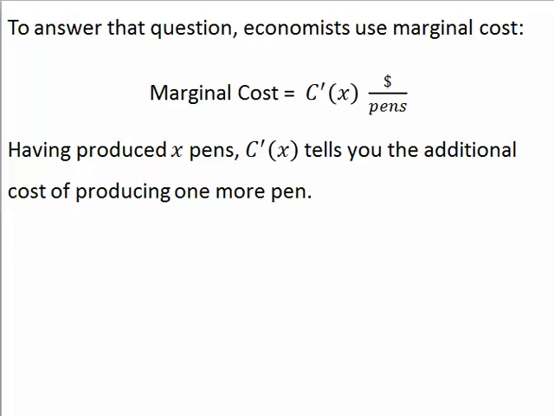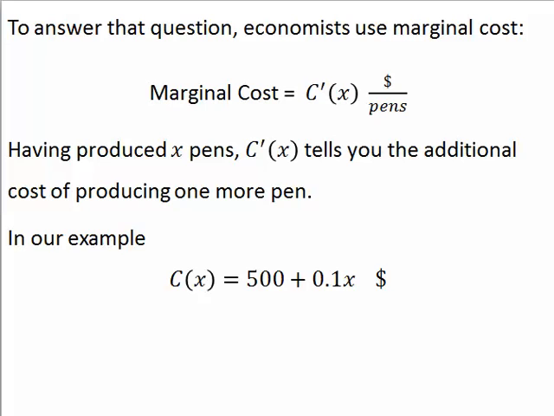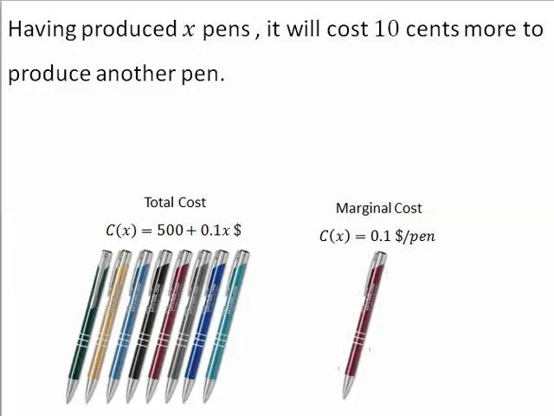Let's look at our example. Our cost function for our pens was 500 plus 10 cents per pen. Well, take the derivative. The marginal cost is 10 cents per pen. So total cost is 500 plus 10 cents per pen. Marginal cost is 10 cents per pen. It would cost 10 cents more. If you've produced your 1,000, you have dealt with your fixed cost, and you want to make one more pen, it'll be 10 cents. And I bet intuitively you already knew that.